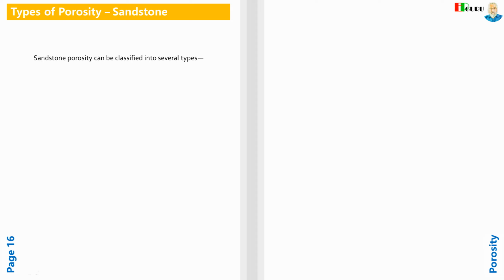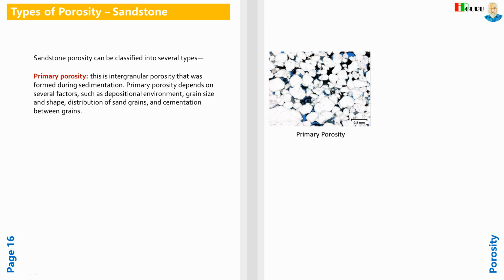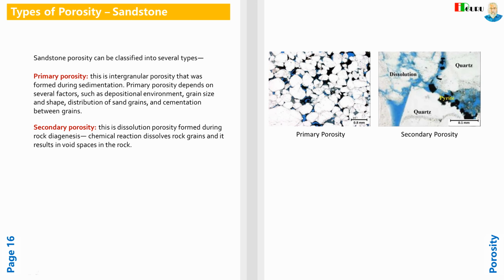Sandstone porosity can be classified into several types. Primary porosity. This is intergranular porosity that was formed during sedimentation. Primary porosity depends on several factors, such as depositional environment, grain size and shape, distribution of sand grains, and cementation between grains. Secondary porosity. This is dissolution porosity formed during rock diagenesis.